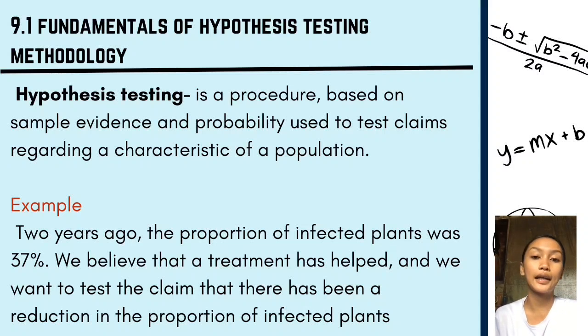So let's have an example. Two years ago, the proportion of infected plants was 37%. We believe that a treatment has helped, and we want to test the claim that there has been a reduction in the proportion of infected plants. So that is an example of hypothesis testing.